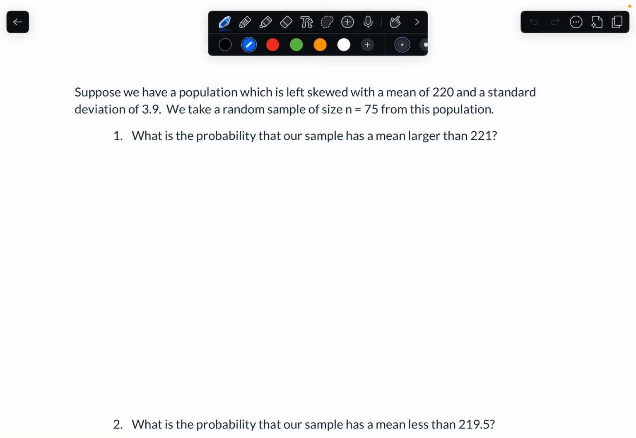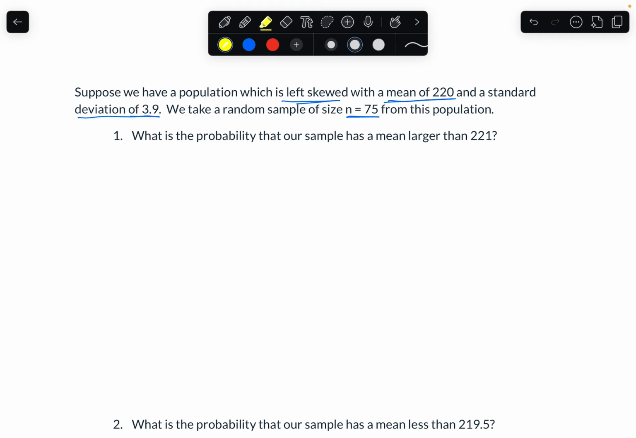In this video, we're going to get some practice working with the central limit theorem for means. We'll look at a couple of examples on this page just so that we can see two different cases. The first says, suppose that we have a population which is left skewed with a mean of 220 and a standard deviation of 3.9. We will take a random sample of size n equals 75 from this population.